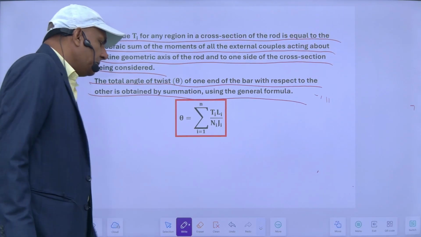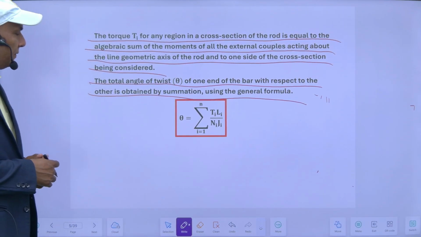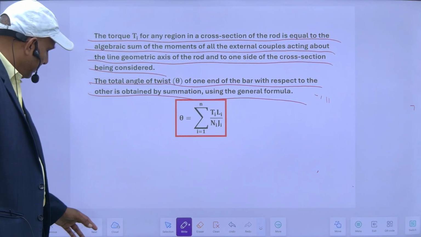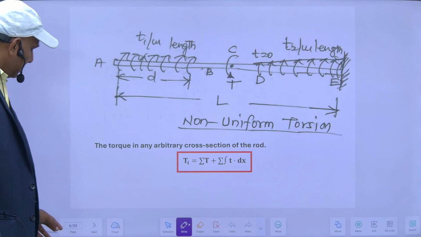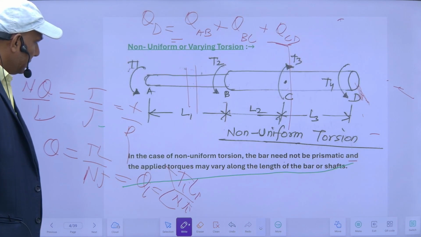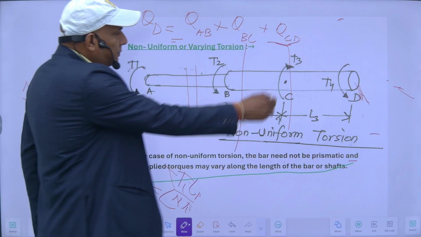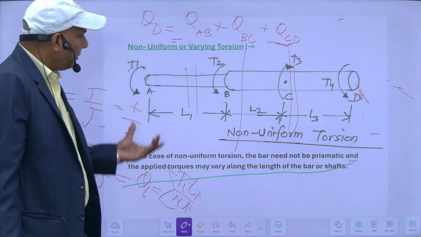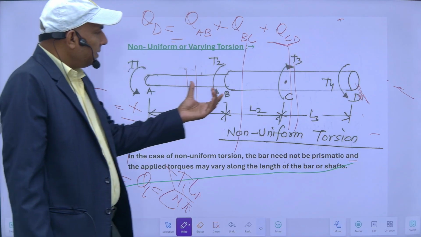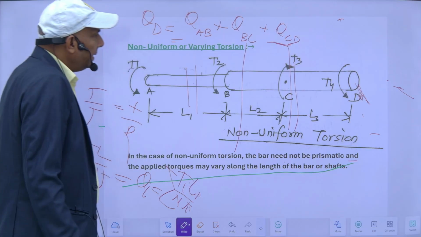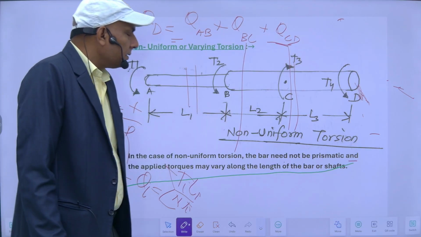So the total angle of twist at one end of the bar with respect to the other is obtained by the summation in the general formula. So my total angle of twist at this point will be the sum of this plus this. At this point it will be the summation of theta of AB plus theta of BC. If I want to know theta at D here, it will be the summation of all of these.